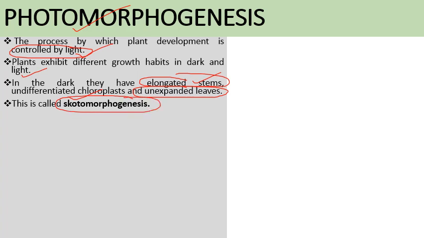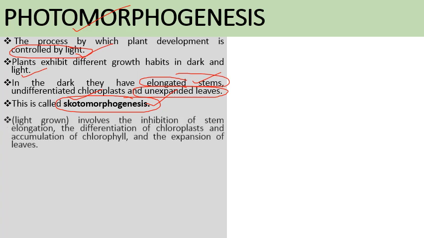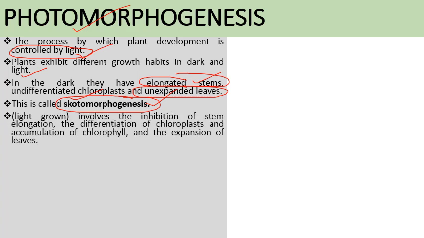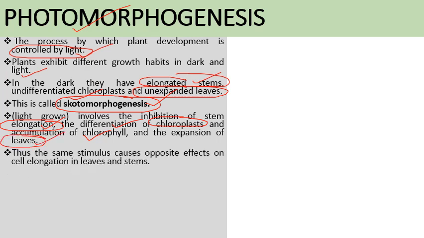So seedlings, which are plants grown under dark conditions, and this organ formation process is known as scotomorphogenesis. Light grown involves the inhibition of stem elongation. When the seedlings are grown in light, there is inhibition in stem elongation, then there is a differentiation of chloroplast, means formation of chloroplast, and accumulation of chlorophyll and expansion of leaves. So this is just reversal of dark grown seedlings. Thus the same stimulus causes opposite effects on the cell elongation in leaves and stem.